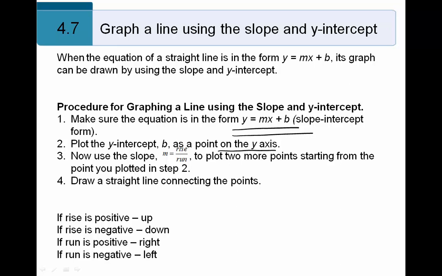Now, when we use our slope, rise over run, remember our rise is up or down. A positive rise is up, a negative rise is down. When we're running, a positive run is right, a negative run is left.